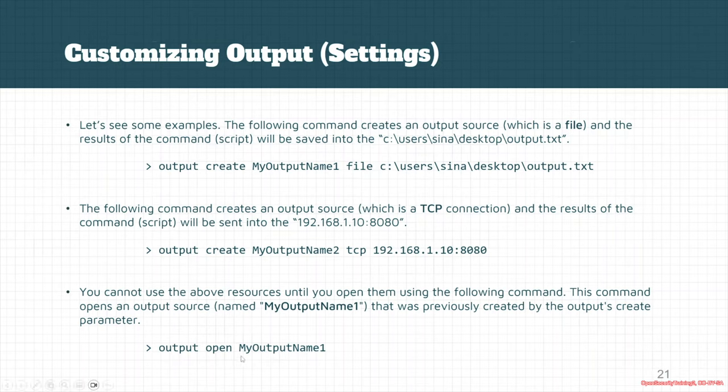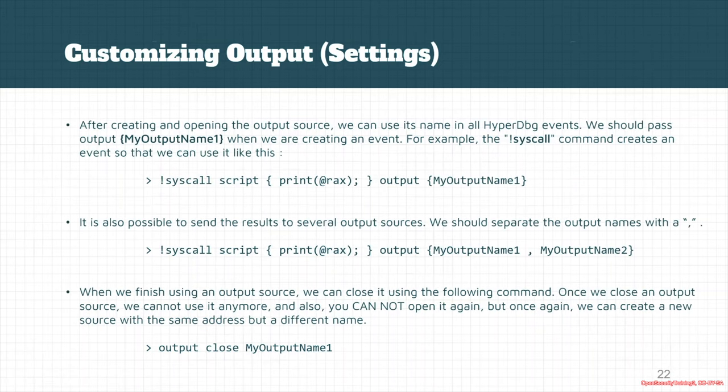After that, we have to open the resource. We cannot access a closed resource, and then we could use different events in HyperDbg. We could add an output argument to the events and specify the name of the resource that we previously created. We could also use several output sources. We could pass the result to several sources, for example to a file while we are also passing it to a TCP connection or a named pipe resource. And when we are finished, we should close it, and you should also consider that you cannot reopen the resource once it's closed.